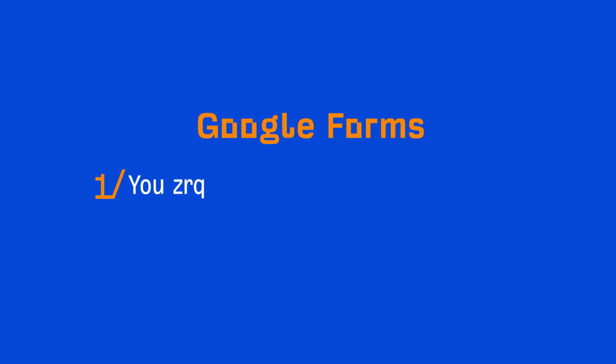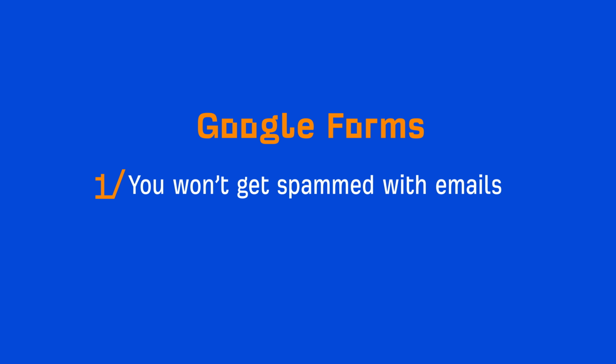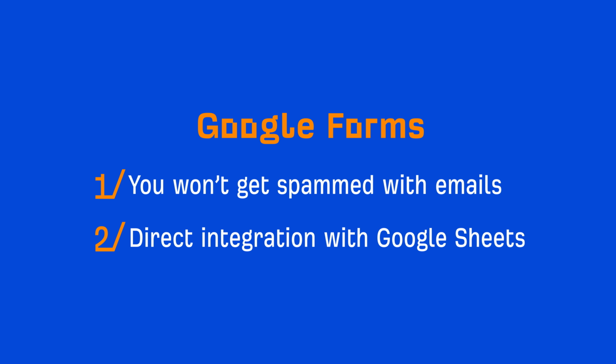Number one, you won't get spammed with emails, and this usually results in annoyance and you end up missing out on potentially good applications because you just mark emails as read. Number two, Google Forms has a direct integration with Google Sheets, meaning every time someone fills out that form, it'll automatically get fed into Google Sheets. And this allows you to create scoring mechanisms to automatically qualify or disqualify candidates.